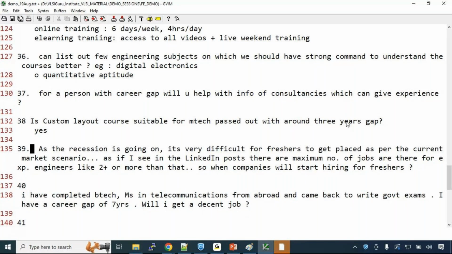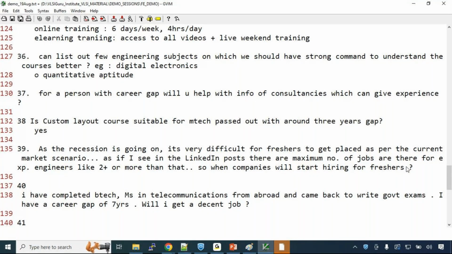In the last 2, 3 questions, as the recession is going on, it's very difficult for freshers to get placed as per the current market scenario. Also, if I see the LinkedIn posts, the maximum number of jobs are for experienced engineers, like 2+ years or more than that. So when will companies start hiring freshers?